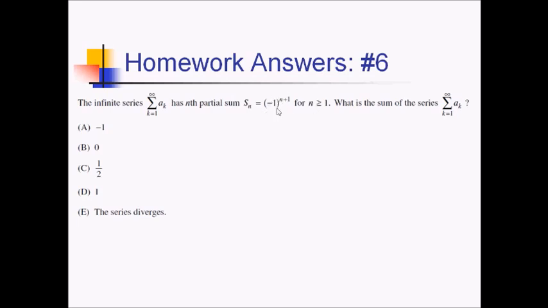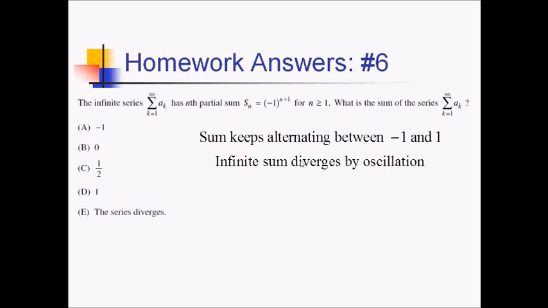So you can see this is just going to keep alternating back and forth between -1 and +1. Since my sum keeps alternating back and forth between two numbers and can't really decide on which one, this is going to diverge by oscillation, which means that we just pick answer choice E, the series diverges.